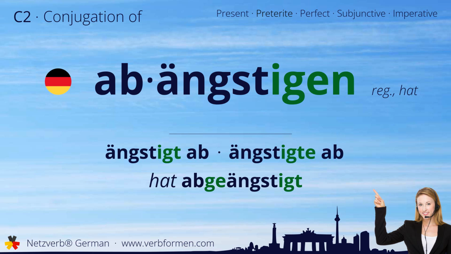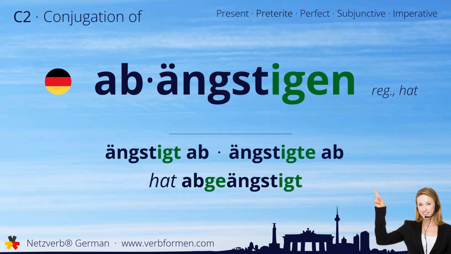Today we're going to learn how to conjugate the German verb abängstigen. Watch and listen to the forms carefully. Let's start with the stem forms. Ängstigt ab. Ängstigte ab. Hat abgeängstigt.